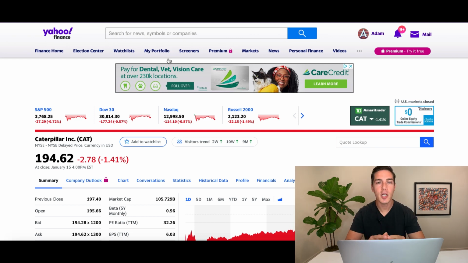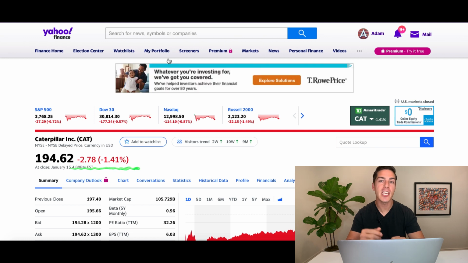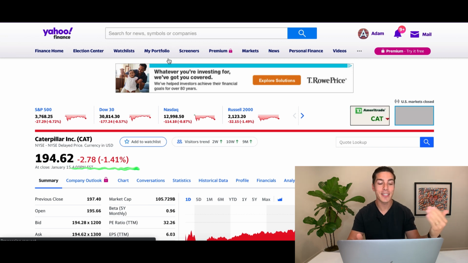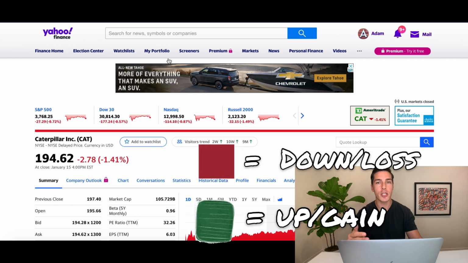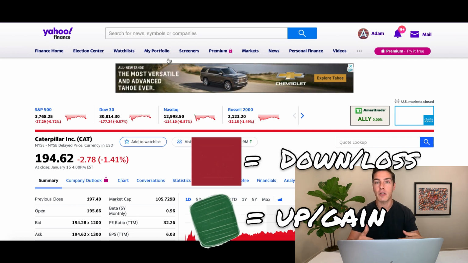To the right of the stock price, you're going to see how the stock is performing either in that current trading day or how the stock finished at the end of its previous day. We are looking at this stock right now on a weekend. So this represents how the stock did on Friday. Caterpillar was down $2.78. And you can tell it was down because of the negative sign, but also because the number is red. And then to the right of that, you see the percentage that the stock was down.